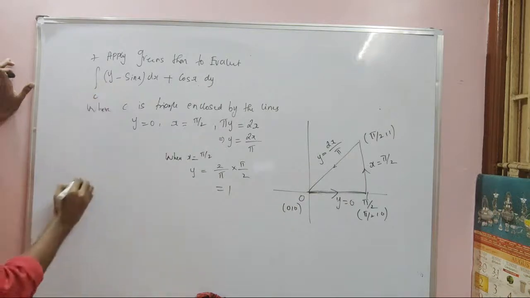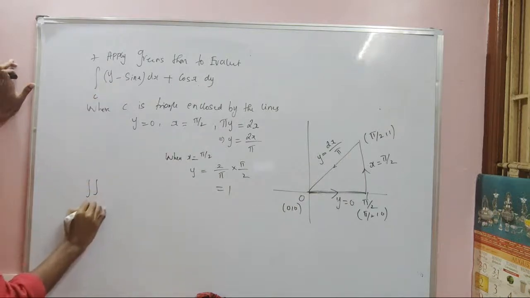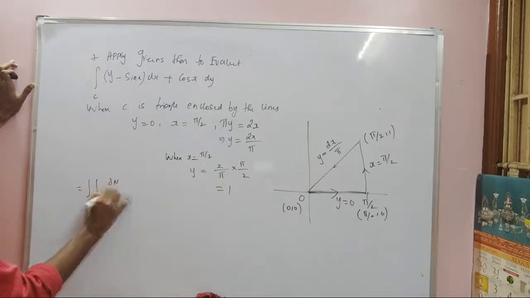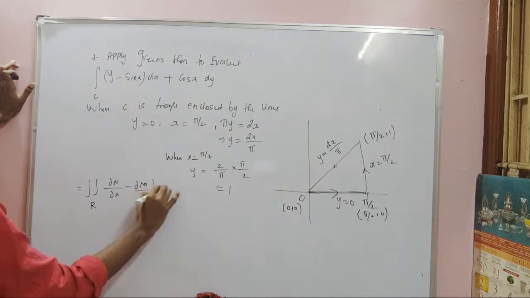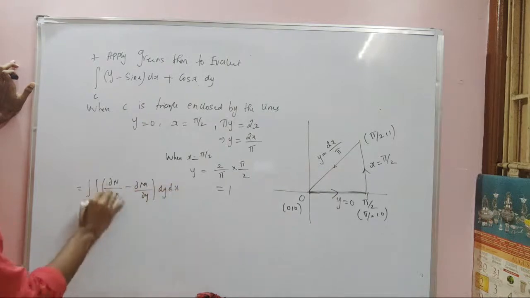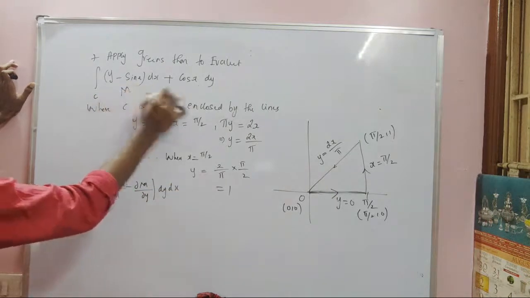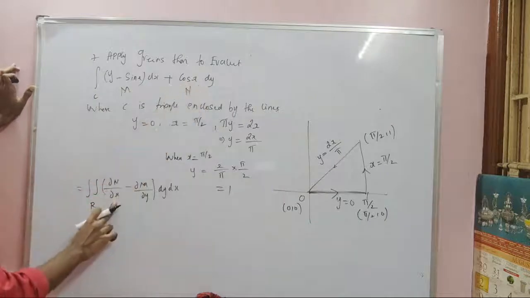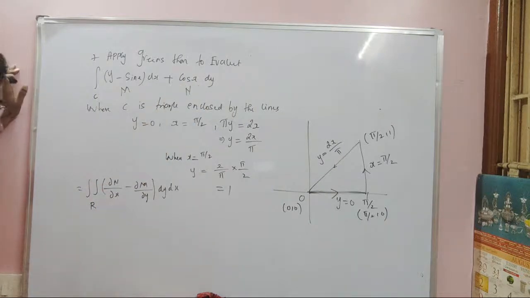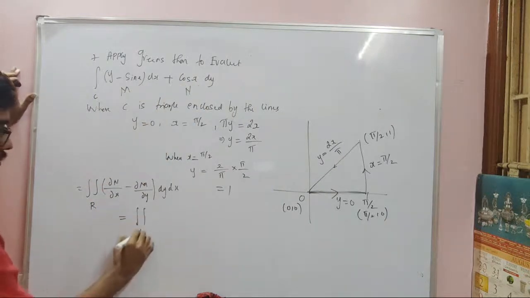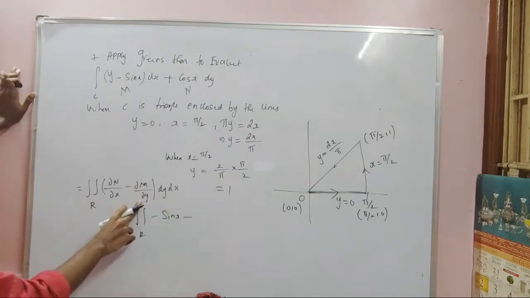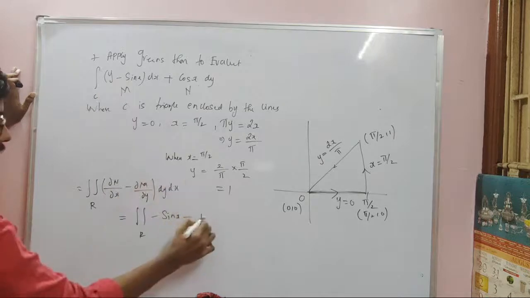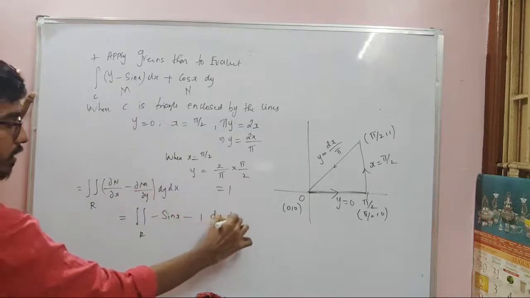So in order to evaluate this integral, what do we need to find? The double integral over R of dou N by dou x minus dou M by dou y dy dx. So this is our M dx, this is N dy. So dou N by dou x, N is cos x, so it is minus sin x. So the double integral over R of minus sin x minus dou M by dou y, which is nothing but 1, into dy dx.